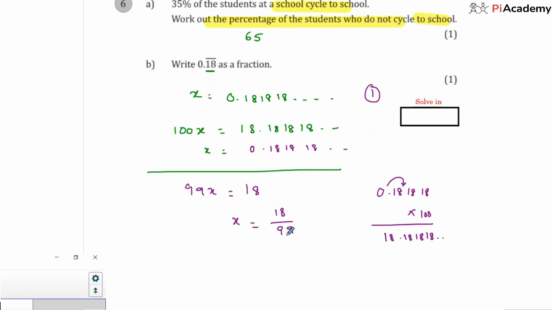Yeah. So you're multiplying this equation by 100. So 100 times x, 100x, is equal to 18.181818 and so on. From that, you're subtracting x. X, we already know, is 0.181818. So when you subtract 100x minus x, it is 99x is equal to 18, right? So x is equal to 18/99. Yeah, I get it. Sorry, teacher.